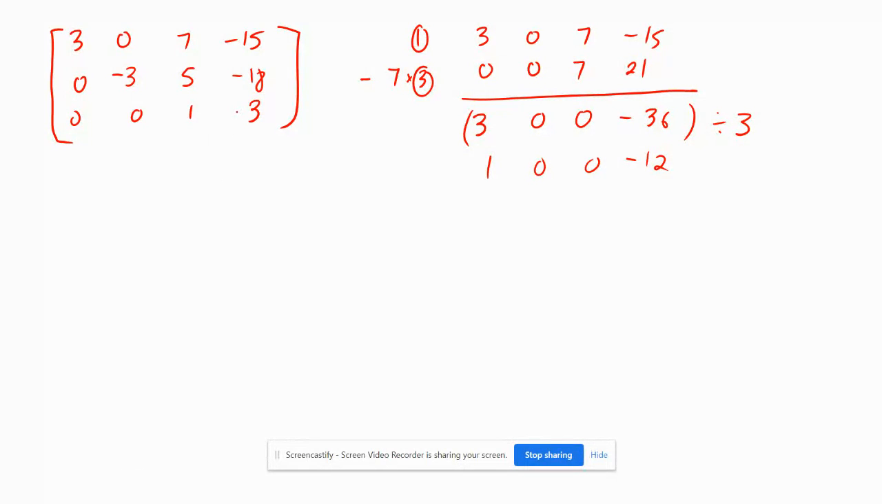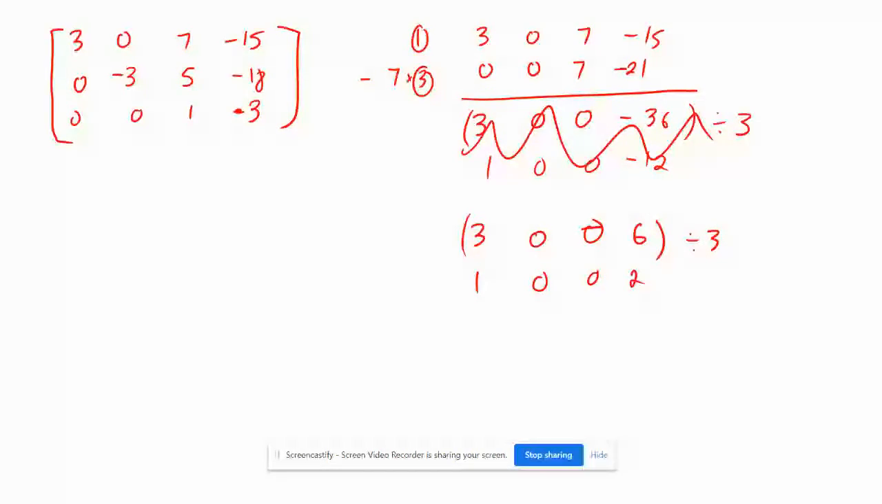Oh, here's my mistake. Guys, I lost a negative right here. Okay, and that was my mistake. And it sucks when you make those mistakes, guys, because it really messes up everything here. Negative 15 minus negative 21 is 3, 0, 0. So I'm going 3 minus 3 is 0, 0 minus 0 is 0, 7 minus 7 is 0. Negative 15 minus negative 21 is 6. And now when we divide by 3, we get 1, 0, 0, 2. Okay, which is what we were expecting.